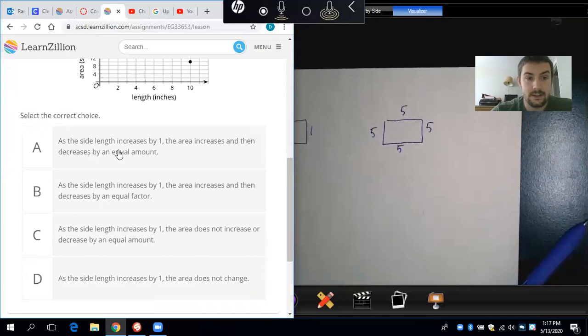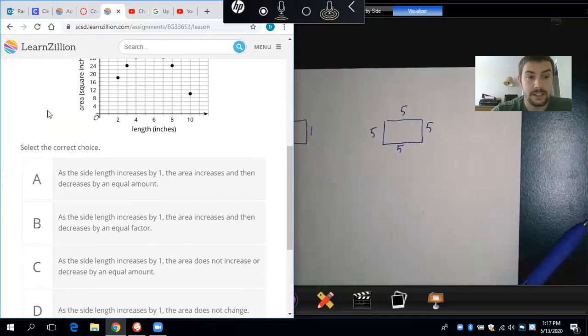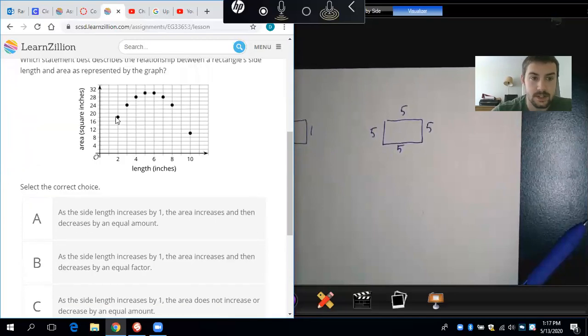As the side length increases by 1, the area increases and then decreases by an equal amount. So is this always going up and down by the same amount? No, it's growing kind of fast here, gets a little smaller, a little smaller, a little smaller. This stays the same, right? It begins to curve back down, and then down here you get like a big jump. So is it always increasing or decreasing by the same amount?